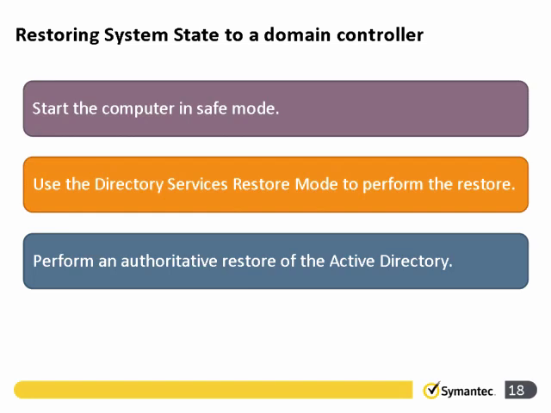What I will need to do is start the computer in safe mode, use Directory Services Restore mode to do the restore, and perform what's known as an authoritative restore of Active Directory, which means that this becomes the master copy, and if there are replicas, it's what gets replicated back out.